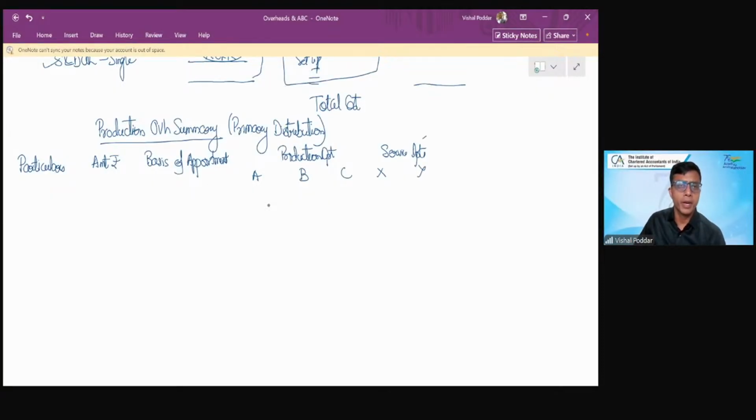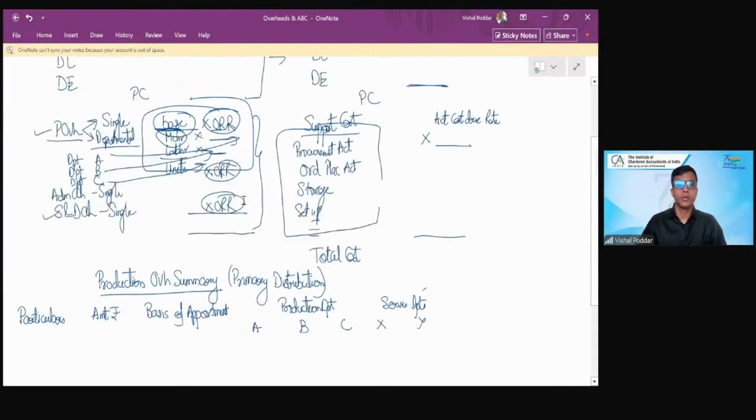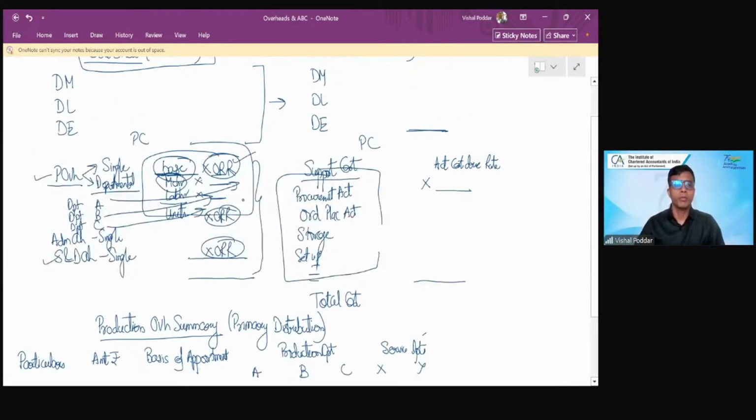So first part in the practical is, now just understand what is the ultimate purpose. We have to find out this ORR. We have to find out the ORR department wise. For admin and selling, it will be single rate. But for production, it will be generally departmental rate.